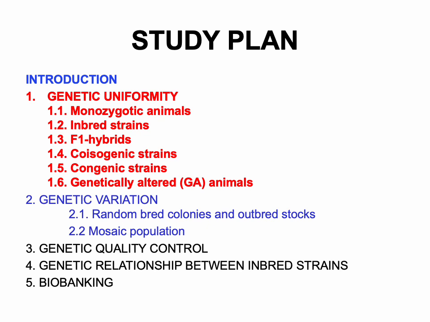So you can see that after an introduction we will see the two lines of genetic standardization, namely the genetic uniformity, which is part of this first lecture, and the genetic variation, which is part of the second lecture. The second lecture will be supplemented with the genetic quality control, the calculation and the representation of the genetic relationship between inbred strains, and the question of biobanking.